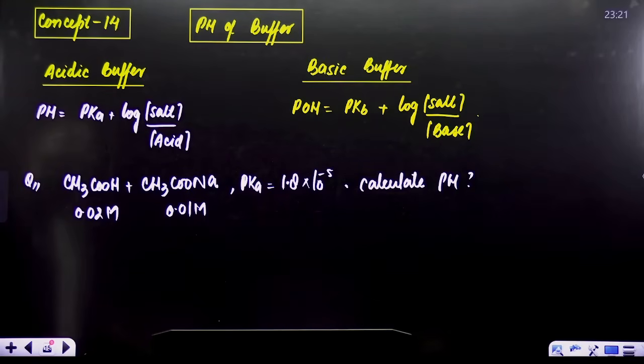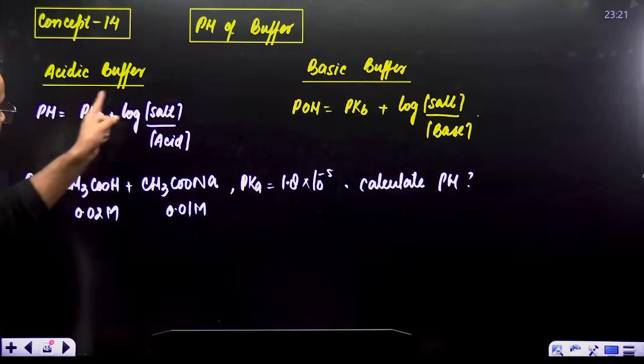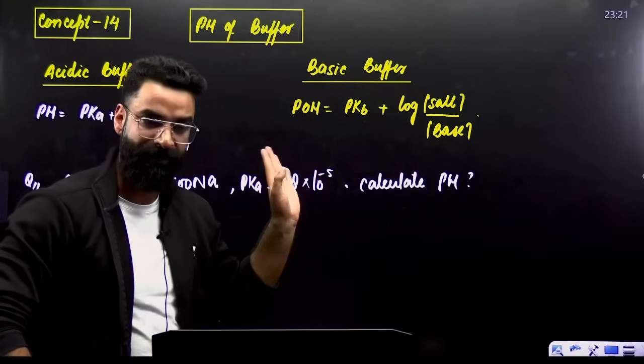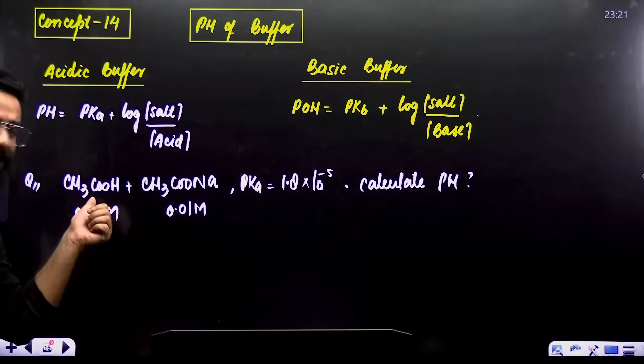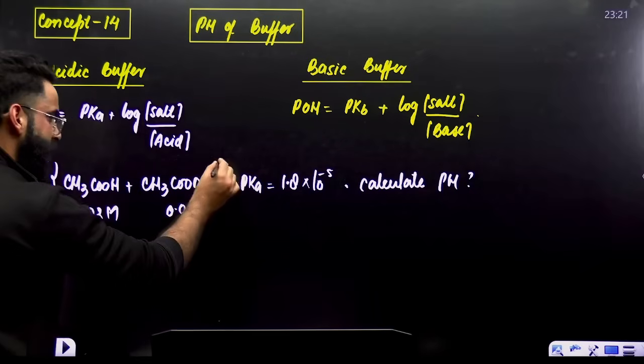That is concept number 14. That is pH of buffer. How do we calculate pH of an acidic buffer? This is the formula to calculate pH of an acidic buffer. And this is the formula to calculate pOH of a basic buffer, right? For example, you have taken a weak acid. This is the salt of the same weak acid with a strong base. So this mixture is your acidic buffer, right?